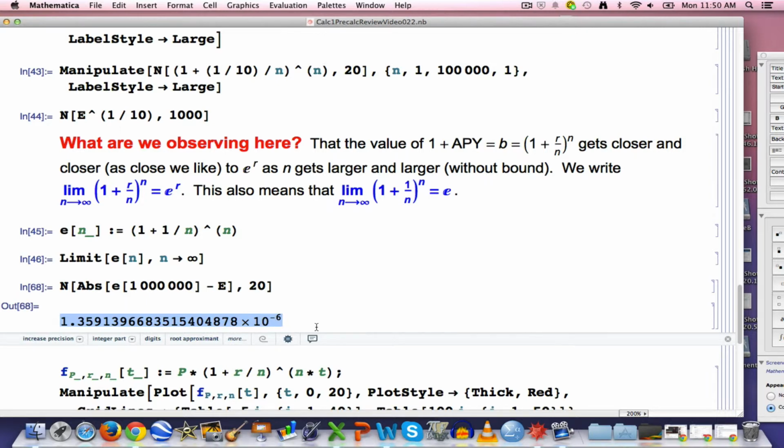So that's my introduction to the idea of a limit in the context of e. We'll probably talk about this a little bit more, think about it graphically in the next video, but then we want to get back to thinking about exponential functions and ultimately logarithmic functions.